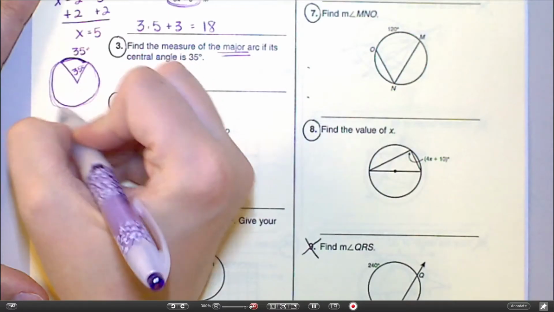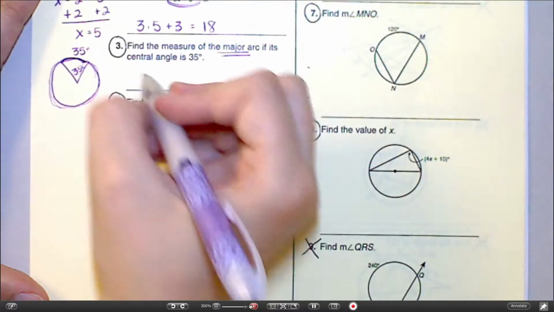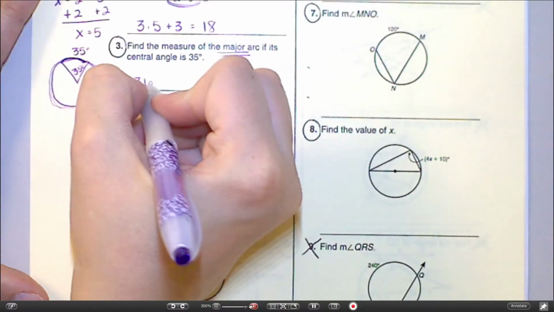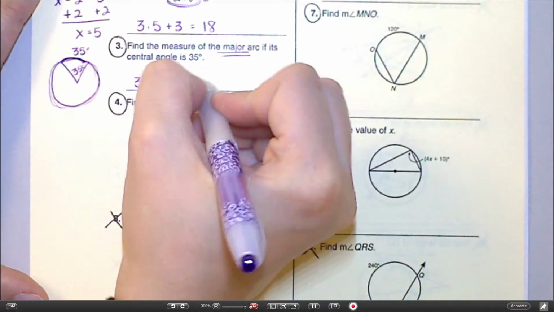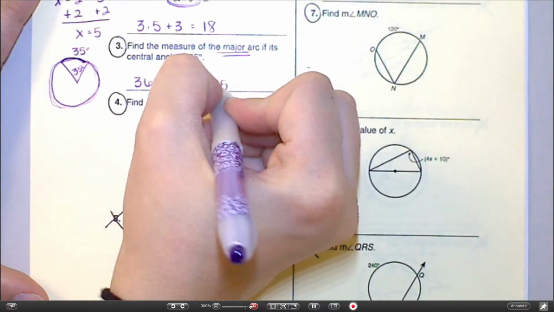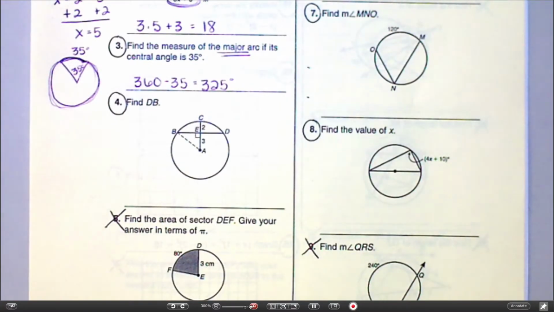Okay, what would I do to get that? There you go, 360 minus 35. Good. So you just had to be careful that it was asking for the major arc, which is basically everything except that 35-degree angle.